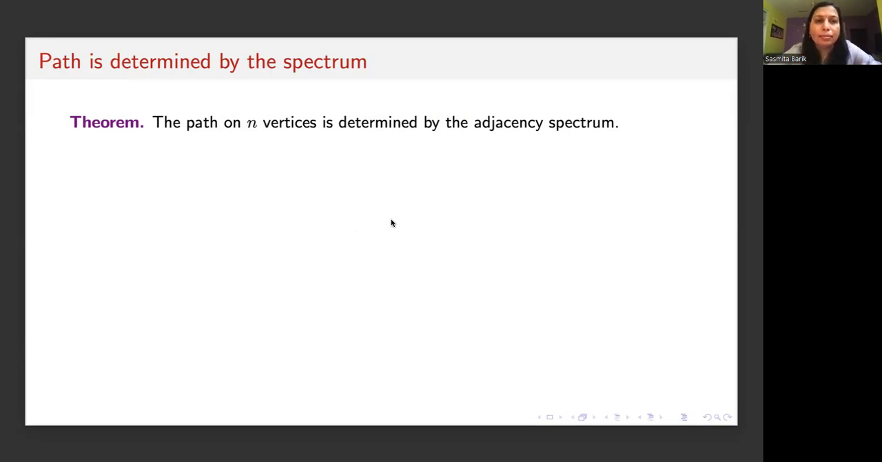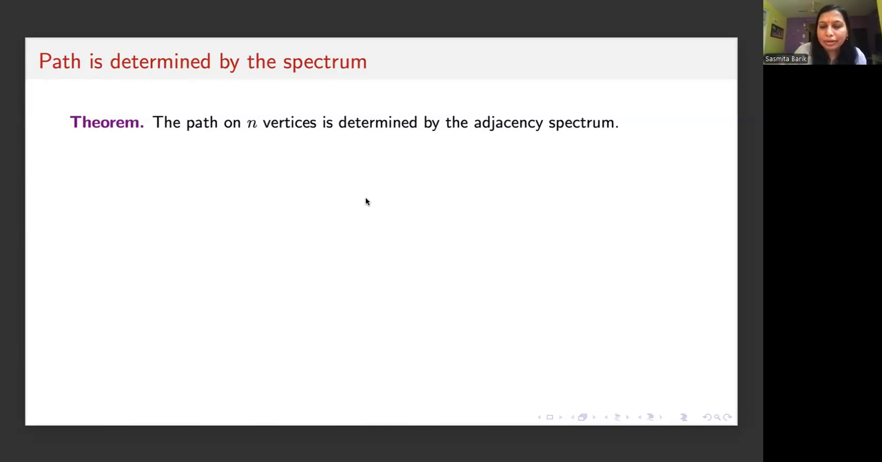And to prove that one graph is determined by its spectrum is a difficult thing. You can observe by this that the path is determined by the adjacency spectrum, and I'll give the proof. It's not easy, but it's a nice and interesting observation, and you can observe how difficult the thing is. So let us go for a proof that the path is determined by the spectrum.